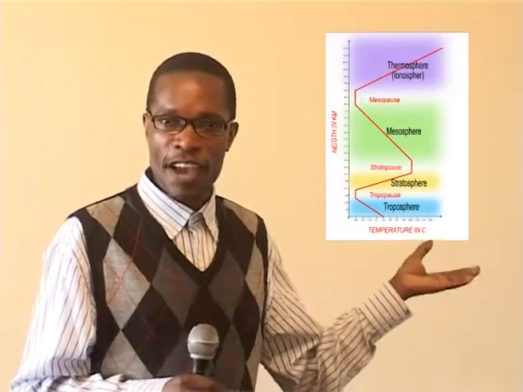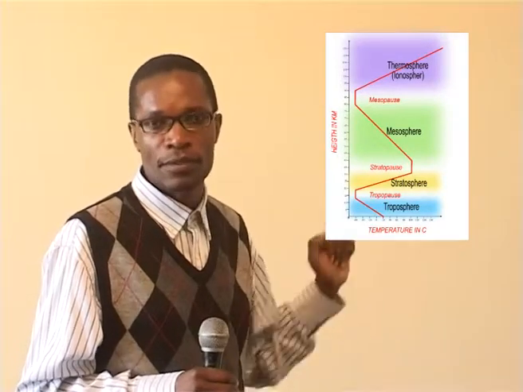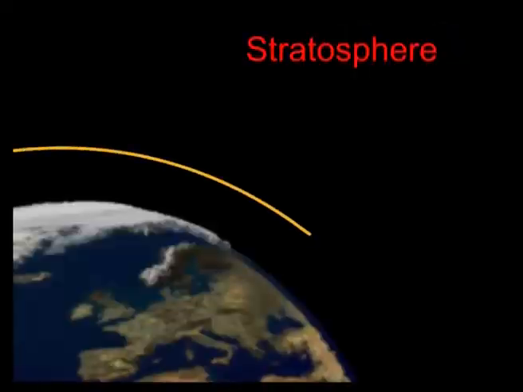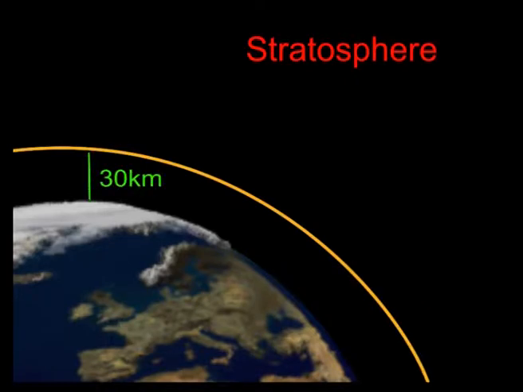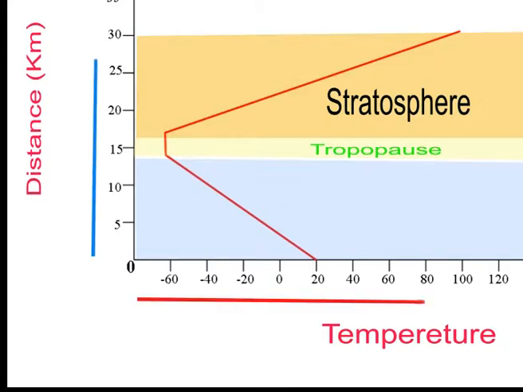The stratosphere is the layer of the atmosphere that is above tropopause. It extends to a height of 30 kilometers from the surface of the Earth. The layer contains very little dust and water vapor. There are no clouds at all. Unlike in the troposphere, the temperature in the stratosphere increases with the increase in height. This behavior is referred to as negative lapse rate.